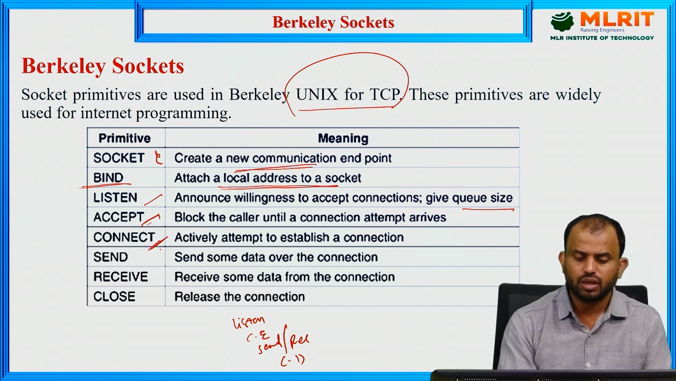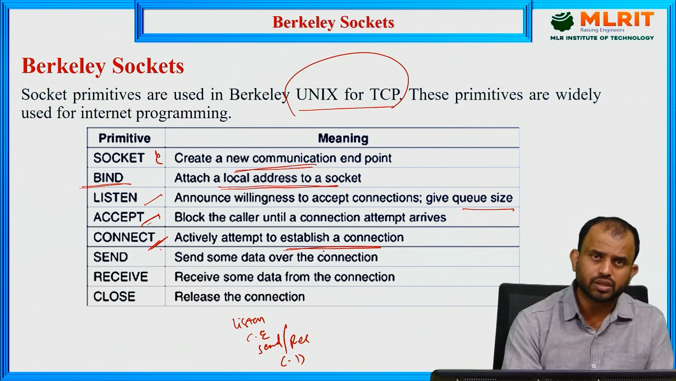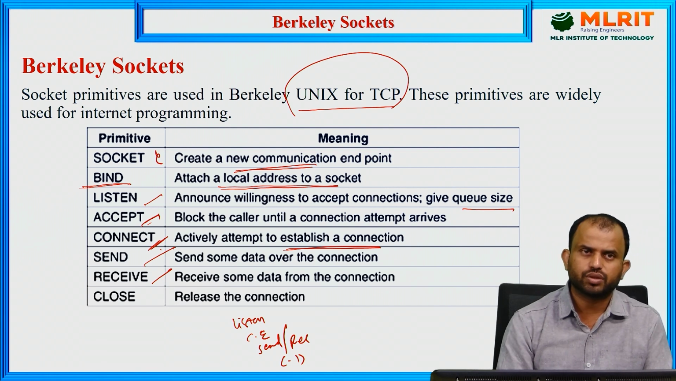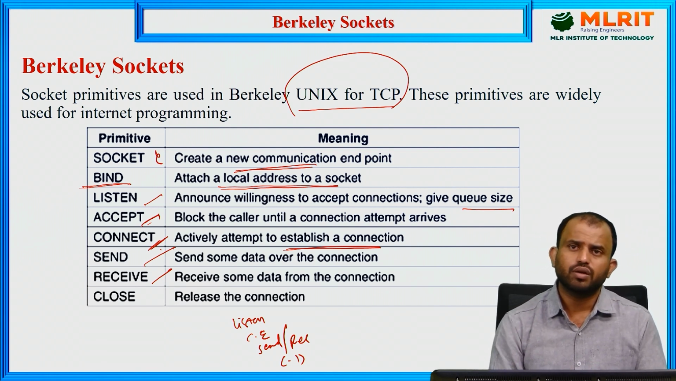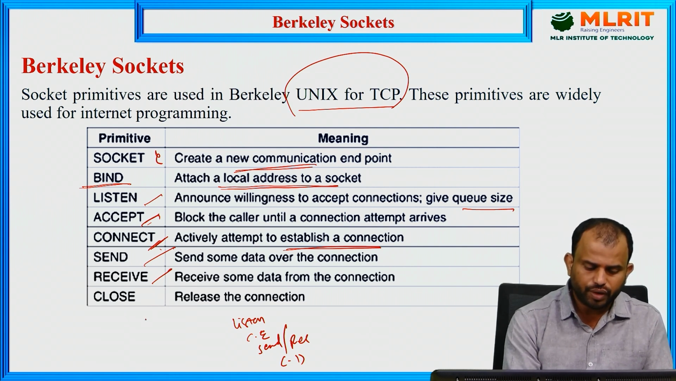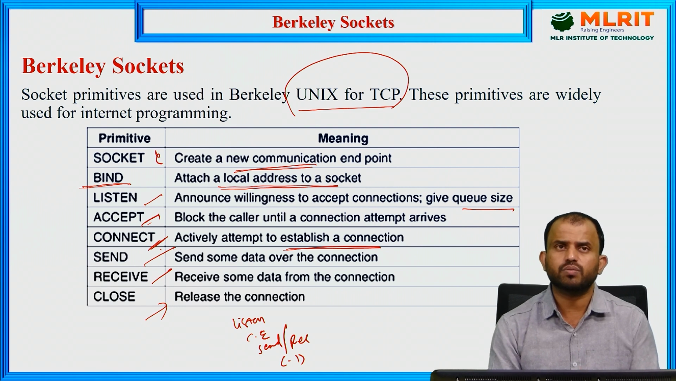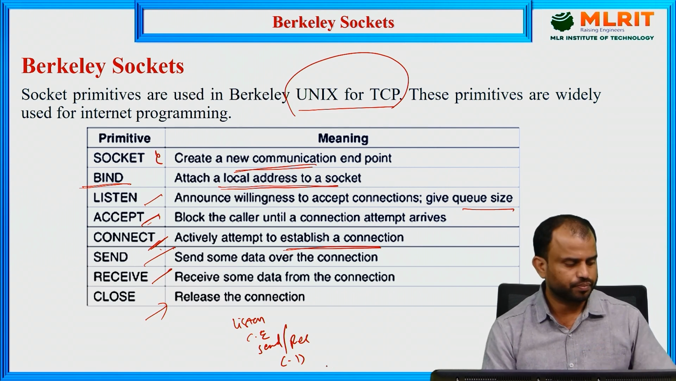What is connection? We have to establish a connection between the source and destination. Once the connection is successfully established, we send and receive information: we send some data to the connection and receive some data from the connection. After successful sending and receiving, we have to close and release the connection. That is the difference between Berkeley sockets and my previous service primitives.